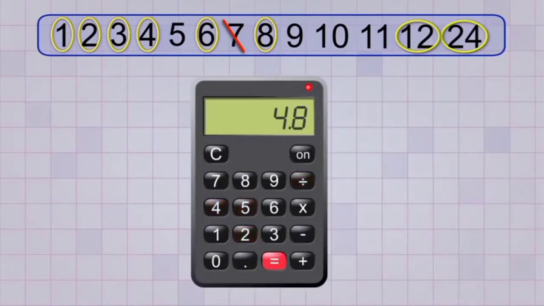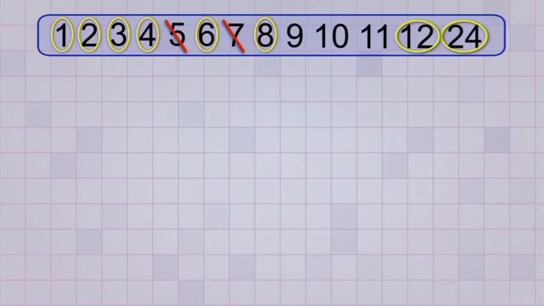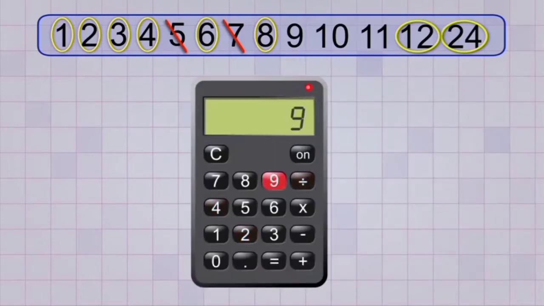24 divided by 5 equals 4.8. Well, that didn't divide evenly because our answer is a decimal number. That means that 5 is not a factor of 24. Next, we'll try 9. 24 divided by 9 equals 2.66666. That's definitely not a factor. Okay, how about 10? 24 divided by 10 equals 2.4. Nope, that's a decimal number, so 10 is not a factor.